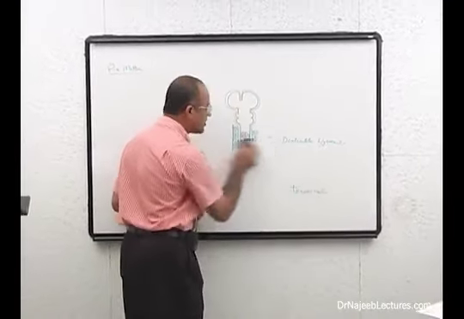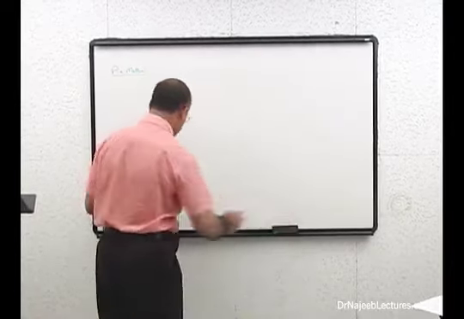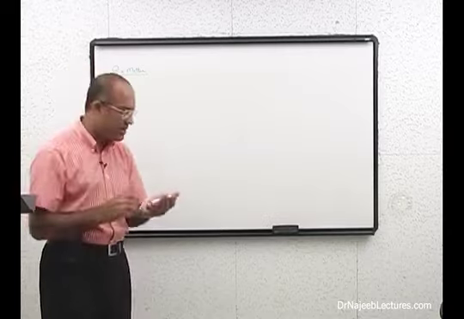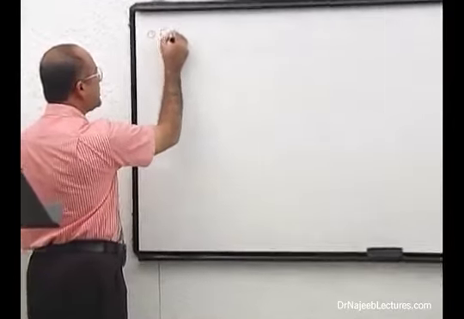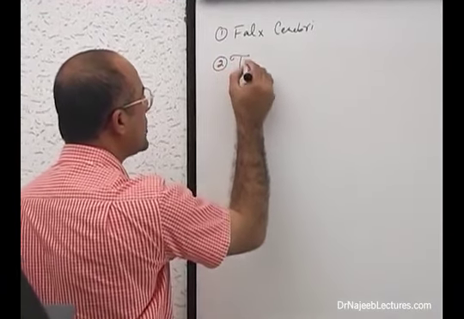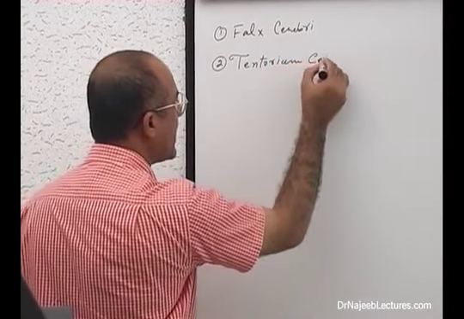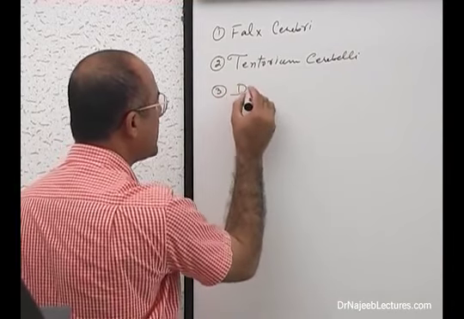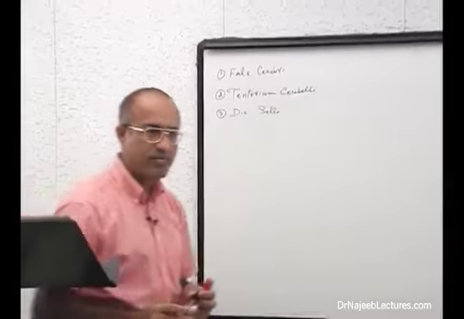Then we can talk about dura mater and its special foldings. Dura mater makes three very important folds. It makes many folds in the cranial cavity, but three folds are very important. I will explain them one by one. Number one is falx cerebri. Number two is tentorium cerebelli. And the third important one is diaphragma sellae. I will explain all of them one by one, right?